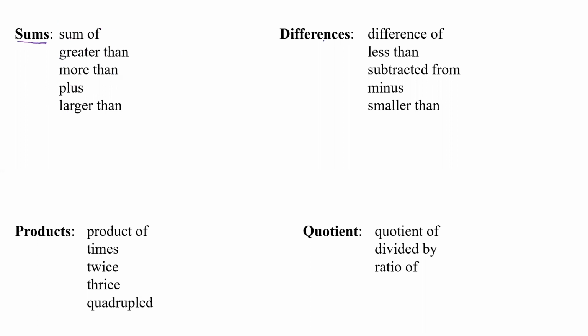Now, differences, which means subtraction, products, that's multiplication, and quotient, well, that's going to be division. So that's our four things. Differences, we look at things like difference of, less than, subtracted from, minus, smaller than. All of those would indicate we're going to do some kind of subtraction or difference. Then products, the multiplication, well, that means we're going to take the product of, we're going to take times, twice, thrice, quadrupled, and so on. And then quotient, well, we're going to take the quotient of, we're going to divide it by, the ratio of. Those are the most common ones for the quotient.